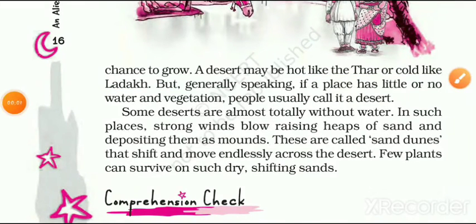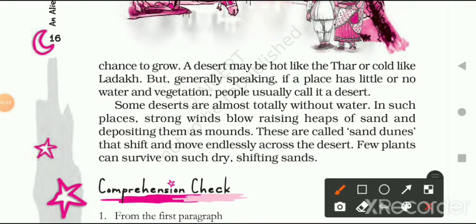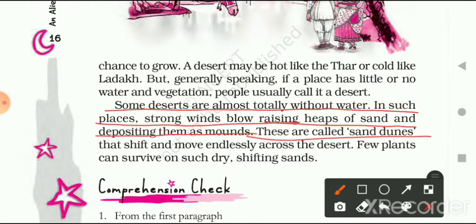Okay, now let's move on to the next paragraph, students. Some deserts are almost totally without water. In such places, strong winds blow, raising heaps of sand and depositing them as mounds. These are called sand dunes. They shift and move endlessly across the desert. Few plants can survive on such dry shifting sands.